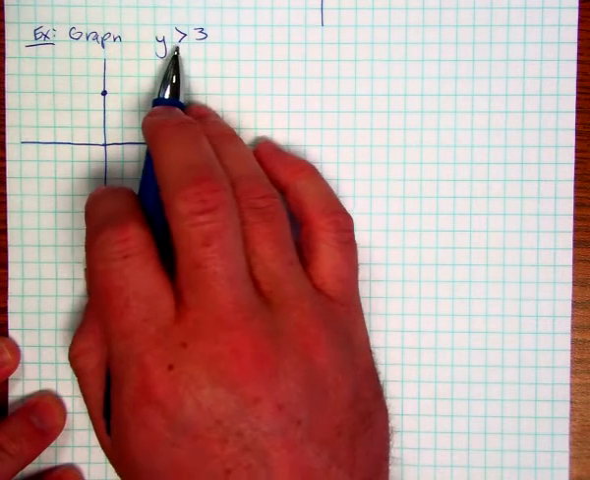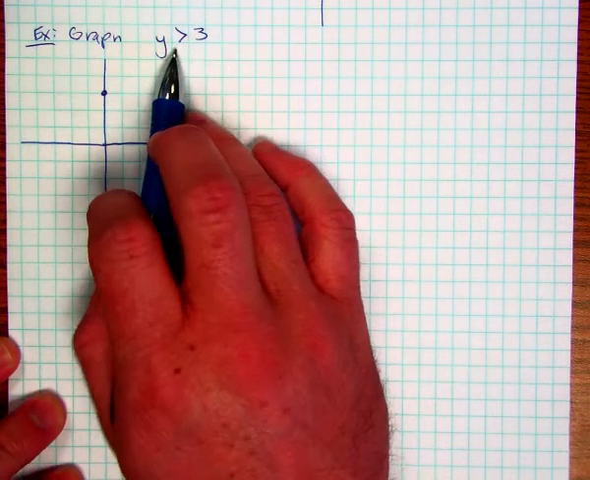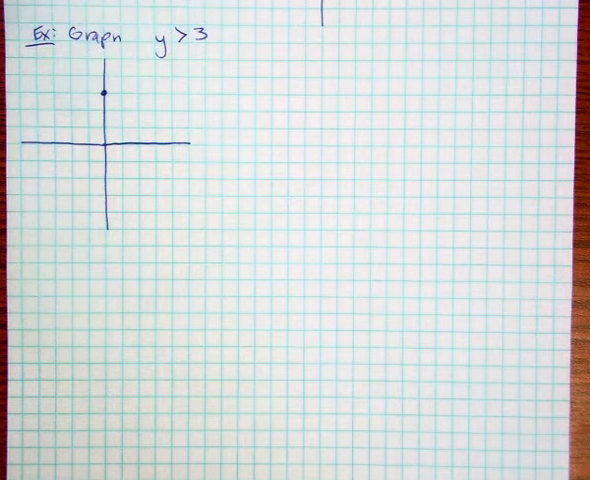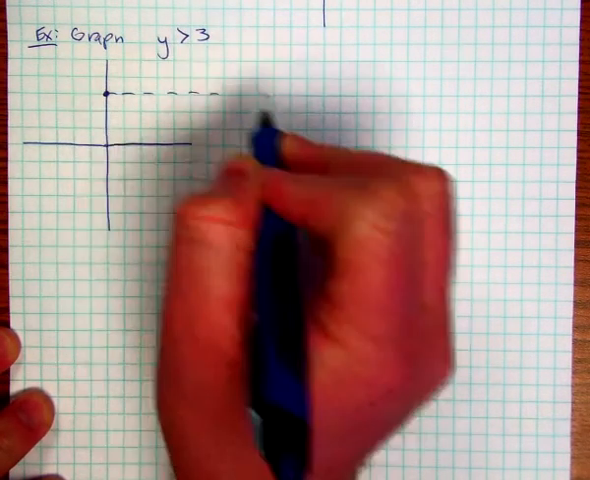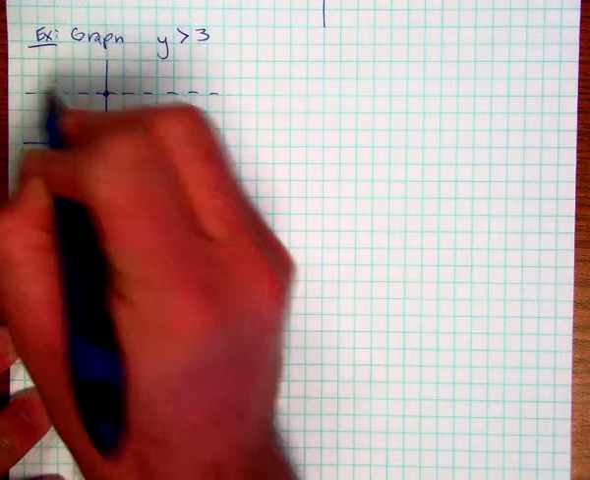However, before we draw the line, stop and think about the symbol itself. It just says greater than. What type of line should I be drawing? I know it's horizontal, but I mean solid or dotted. Carol? Should be dotted. It's not underlined. So a dotted horizontal line at y equals 3.